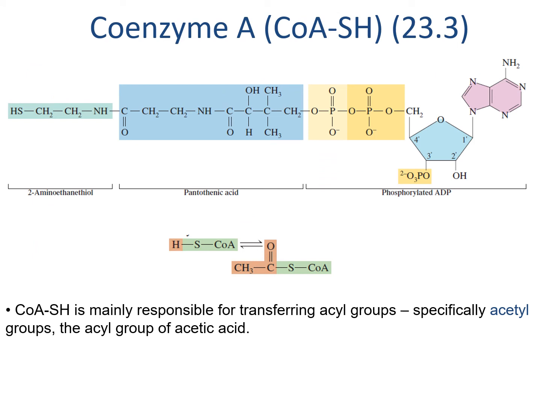Coenzyme A, often abbreviated CoA-SH, is responsible for carrying acyl groups, like in fatty acids, and in this chapter specifically acetyl groups, a 2-carbon acyl group. Notice that again adenosine is part of the structure. Acetyl-CoA is the entry point into the central metabolism.